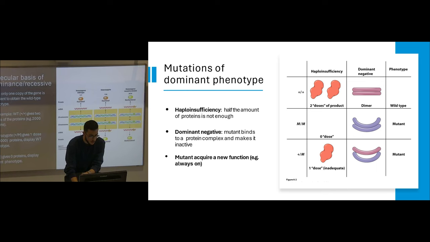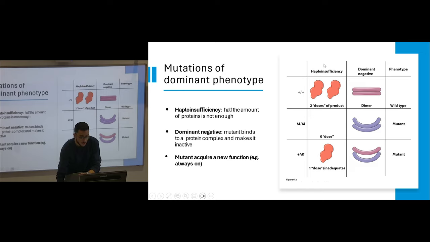No, no, this is not haploinsufficient. The whole thing is haploinsufficient. So here it's the healthy one. This works. The first lane works. You have to look at the phenotype. The haploinsufficiency is this one here at the bottom, one dose. Make sense? And then the dominant negative is this one here. So mutants acquire new function.